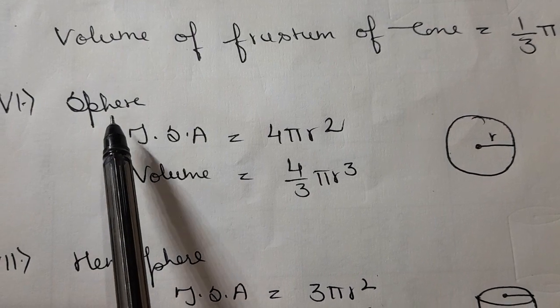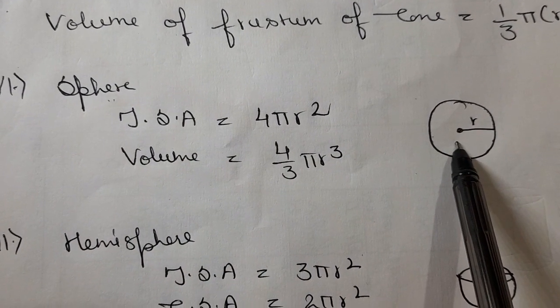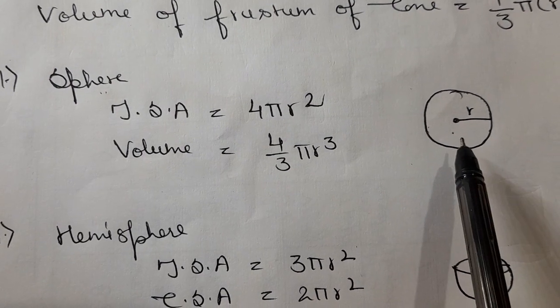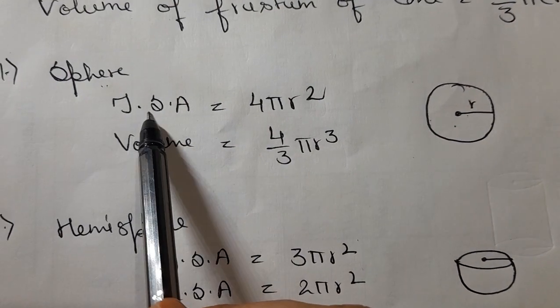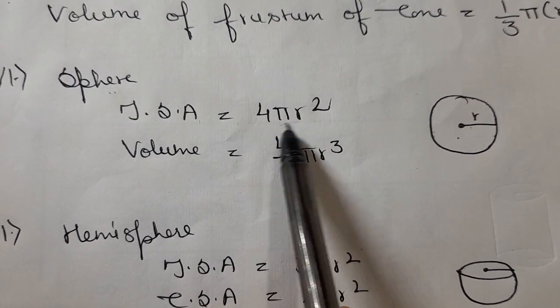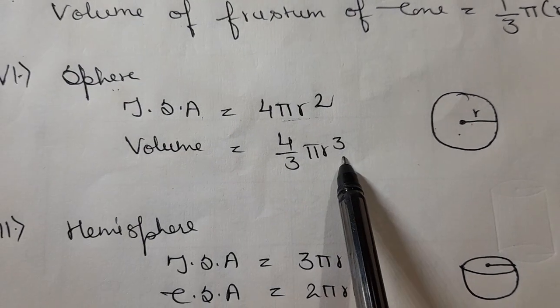The next shape that comes to our mind is the sphere, like a football or a cricket ball. These are very good examples of the sphere. So if r is the radius of the sphere, the total surface area is equal to 4 pi r square and the volume is equal to 4 by 3 pi r cube.